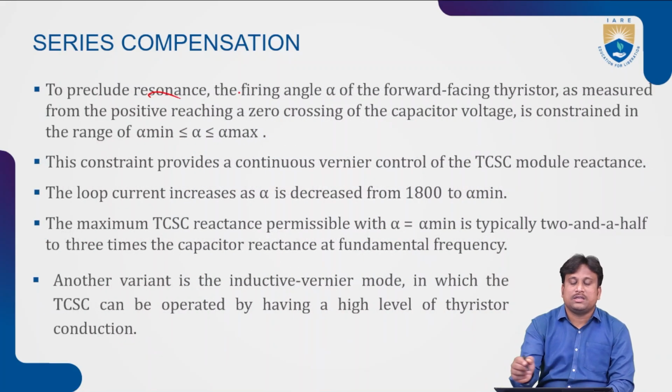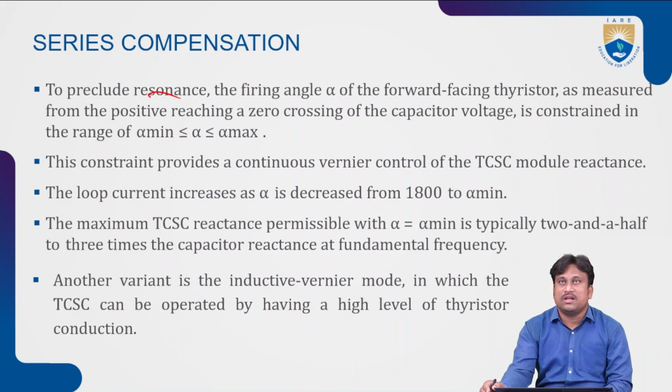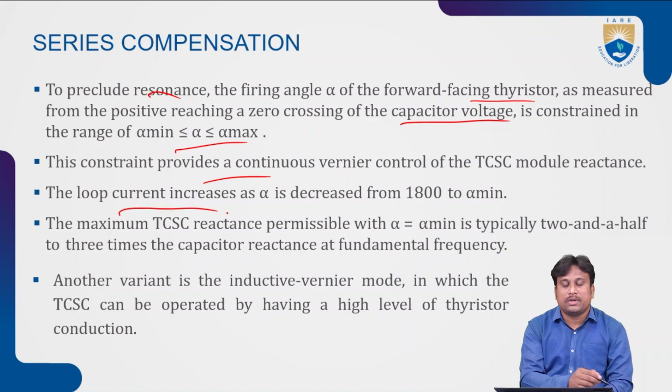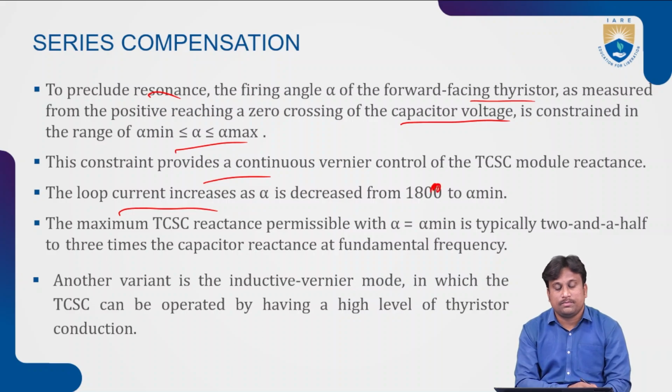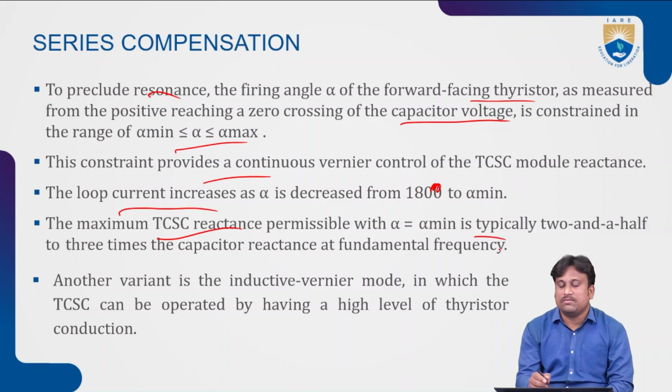To preclude that resonance, the firing angle alpha of the forward-facing thyristor, as measured from the positive-going zero crossing of the capacitor voltage, is constrained in the range alpha minimum to alpha maximum. This constraint provides a continuous Vernier control of the TCSC module reactance. The loop current increases as alpha is decreased from 180 degrees to alpha minimum. Maximum TCSC reactance is permissible with alpha equal to alpha minimum, which is typically 2.5 to 3 times the capacitive reactance at the fundamental frequency.